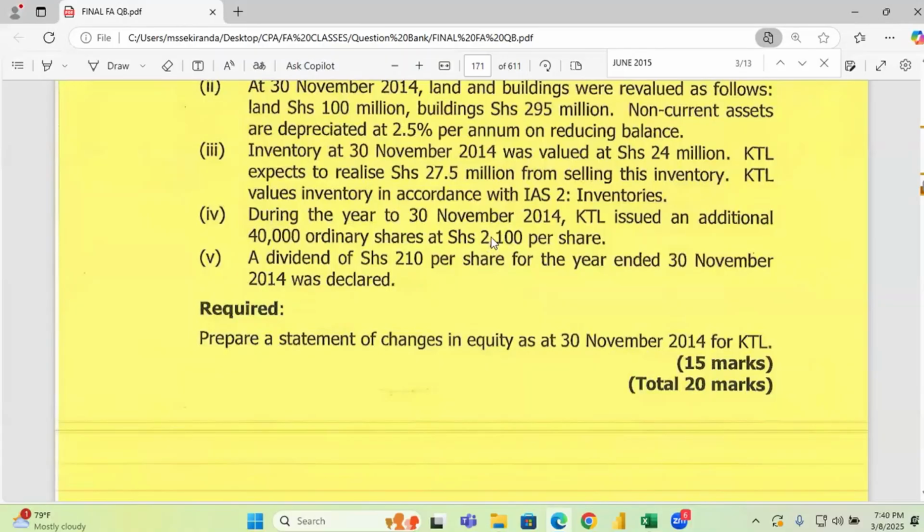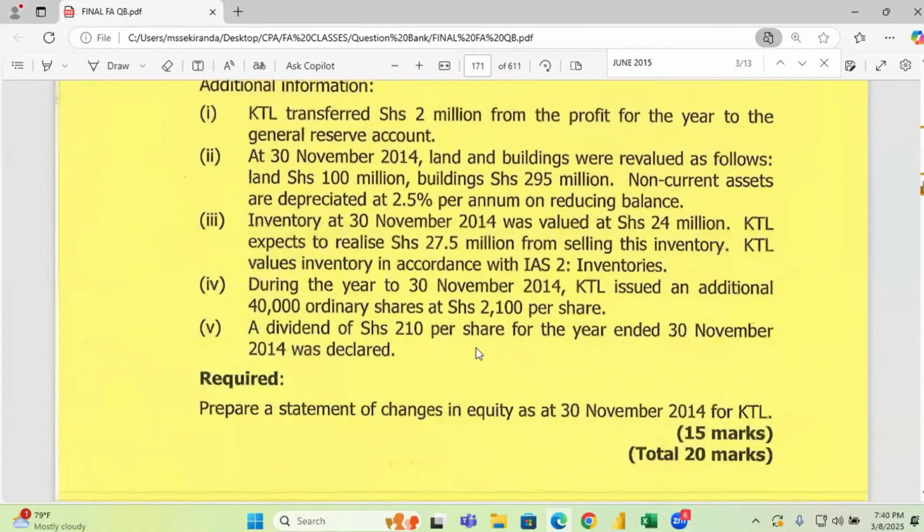Now, since the nominal value is 2,000 per share, and we are selling the share at 2,100, that simply means that the share premium is 100 shillings, okay? Because our nominal value is 2,000. So any excess of the nominal value is premium. So since we are selling at 2,100, the 100 shillings is the share premium.